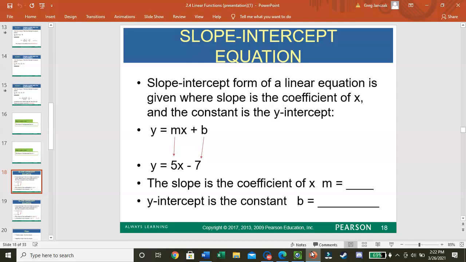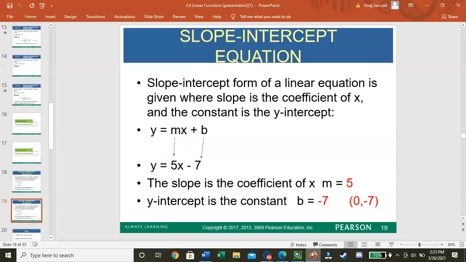Okay, so that's slope. Now we're going to take a look at graphing a linear equation. Slope-intercept form of a linear equation is y equals mx plus b. So here we're given an example of an equation where in this case 5 is the slope. The coefficient of x is the slope. So 5 is the coefficient of x, so 5 is the slope. And you consider the sign, whether it's positive or negative, with slope.